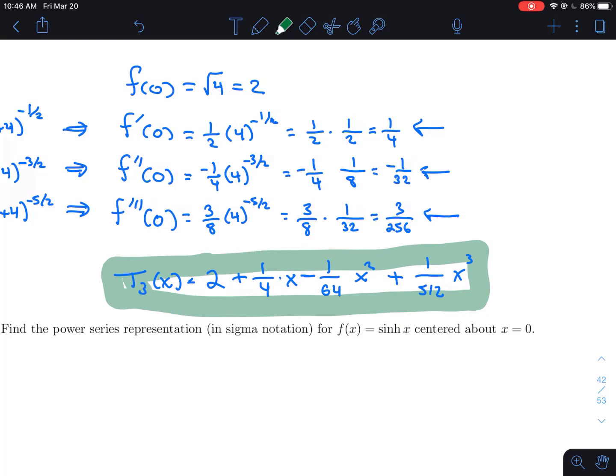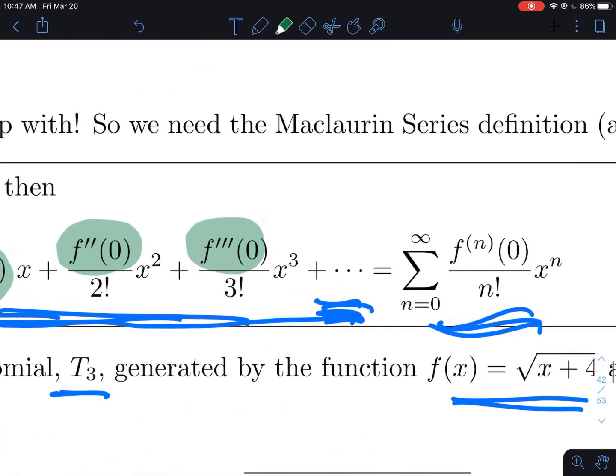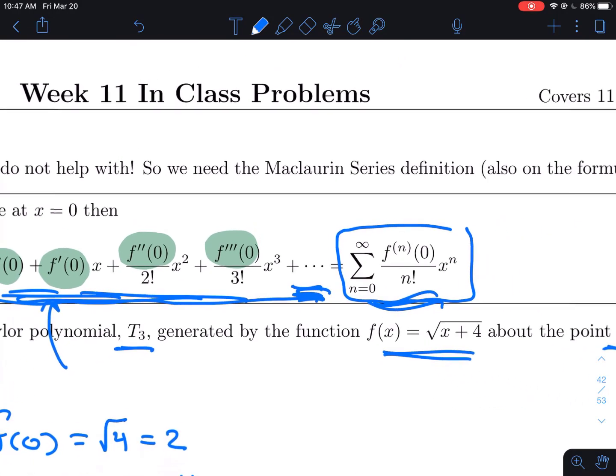And if we wanted more terms, that's fine, right? It could ask for a 4th degree or a 5th degree or anything like this, and then we would just keep going. You can see from this trend here, next up would be the 4th derivative at 0 divided by 4 factorial times x to the 4th. And we could do this as many times as we wanted, summing up each one of these as we go.